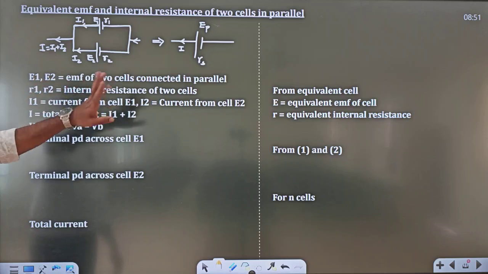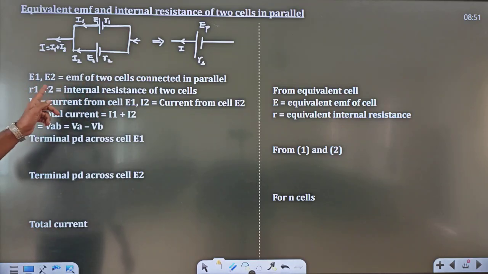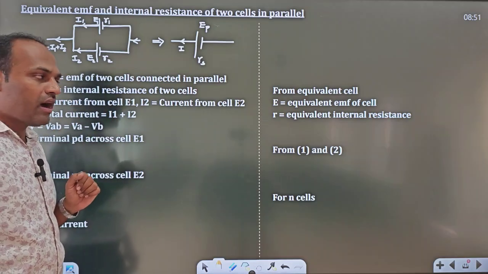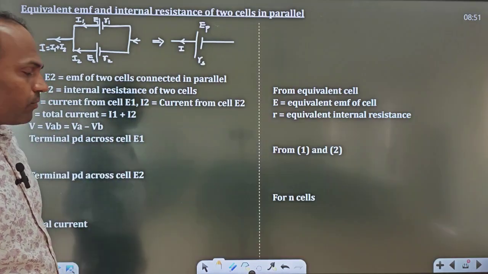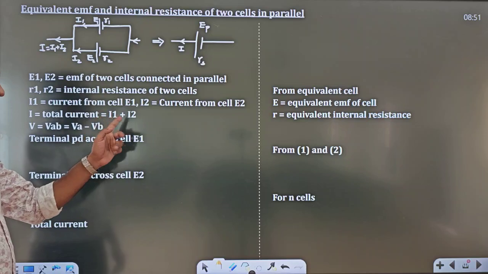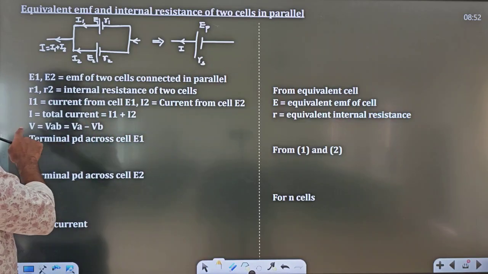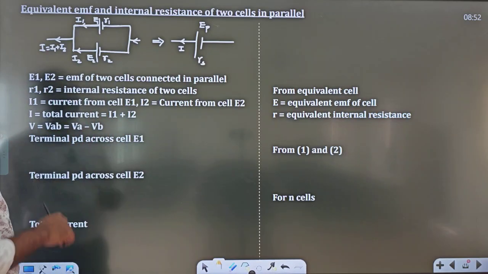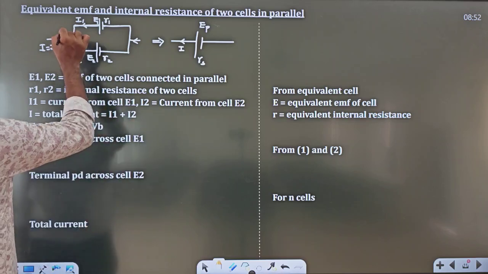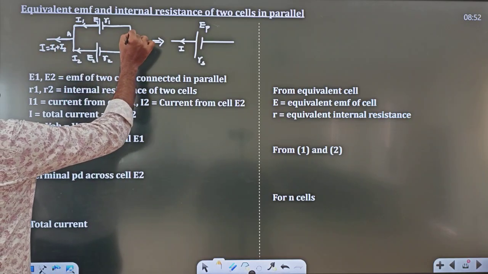Okay, E1, E2, EMF of two cells connected in parallel. R1, R2, internal resistance of the two cells. I1, current from the first cell E1. I2, current from the second cell E2. Next, I, total current, that is equal to I1 plus I2. Next, VAB is equal to VA minus VB. AB means we have points here. This is A and this is B.